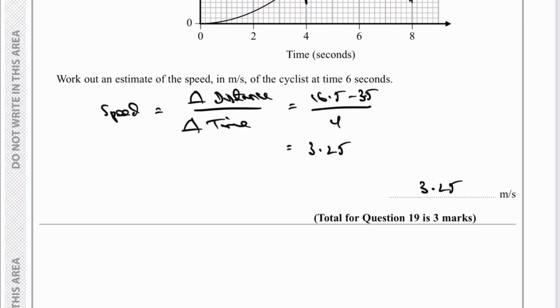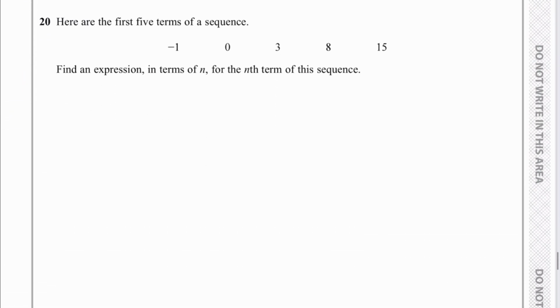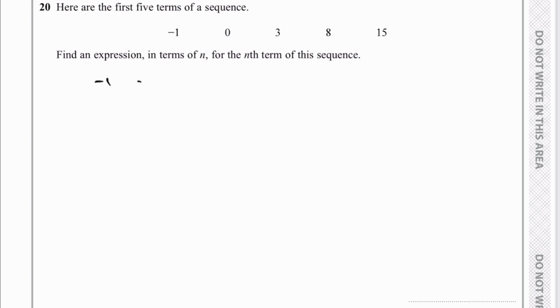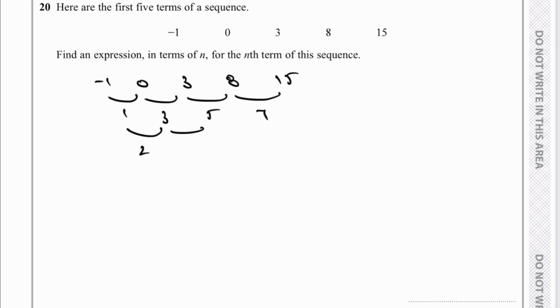Let's move on then to question number 20. So in question number 20 we've got an arithmetic, no we haven't, we've got a quadratic sequence. That's a little bit different because the way in which we do this is we look at the first difference, and then we look at the second difference. So if I look at the first difference first, I've got a difference in this particular case of 1, then 3, then 5, and then 7, but the second difference is actually 2.